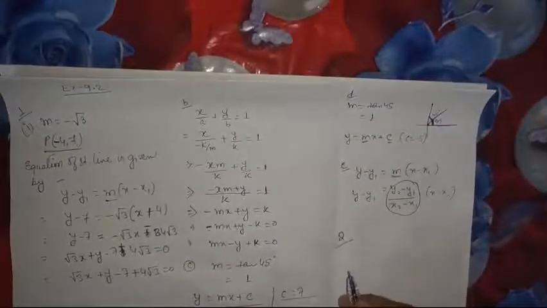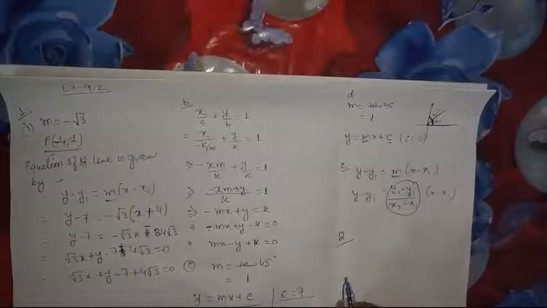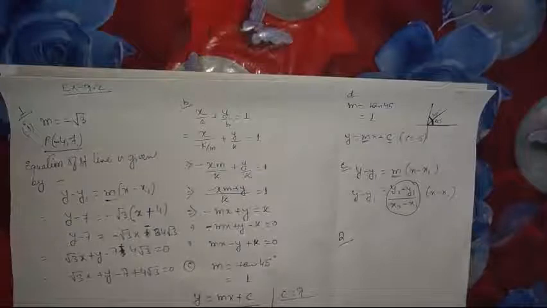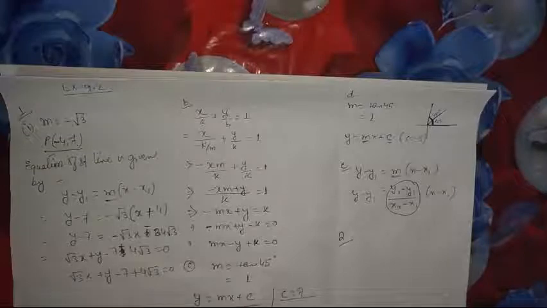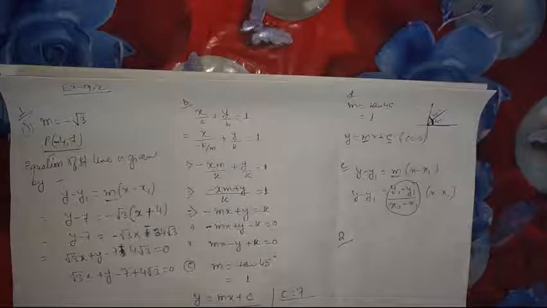Question number 2: reduce the following equation to gradient form, intercept form and normal form. It means a single equation has to be reduced into 3 forms: gradient, intercept and normal form. I have given these 3 to you. I'll do number B, because it has a root as well as a negative sign, and the rest you will do by yourself. Is it clear or not? Fine.